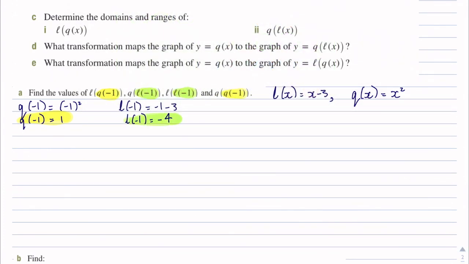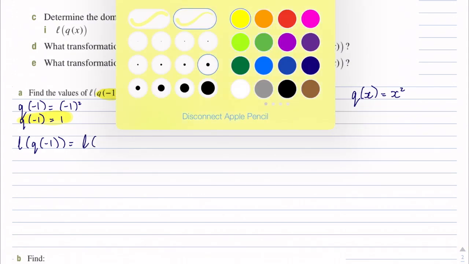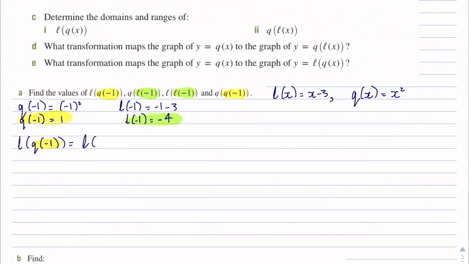Then, if I would like to find L of Q of minus 1, well, that's the same as L of, what did we decide was Q of minus 1? 1.